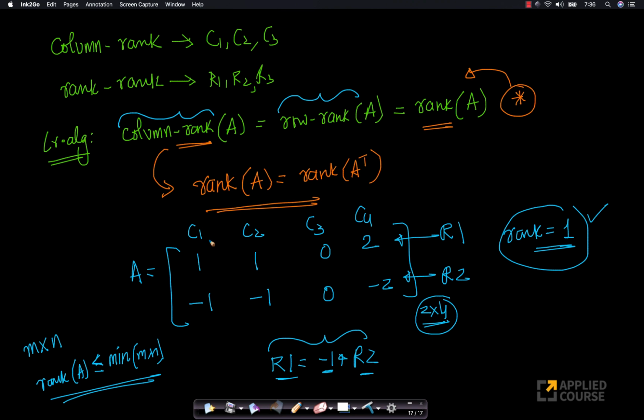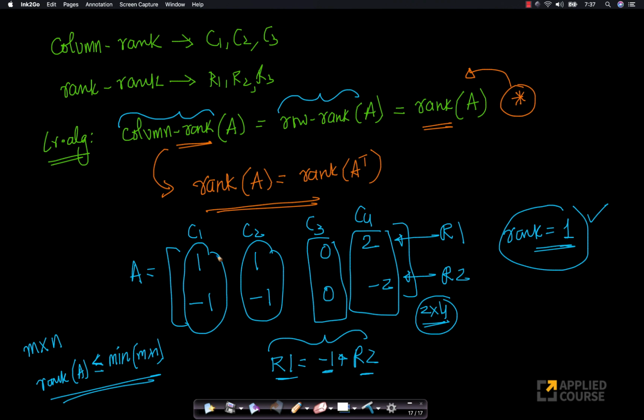Again, you can also argue the same thing from the column vector's perspective. Look at this column vector and this column vector, they are the same. This column vector multiplied by 0 will give you this column vector. This minus this, to be more precise, gives you C3. And this multiplied by 2 will give you this, which means all of them are linearly dependent just on one column vector, which is C1. Hence the column rank is also equal to 1, just like the row rank is equal to 1. I just wanted to show you an example of a rectangular matrix.